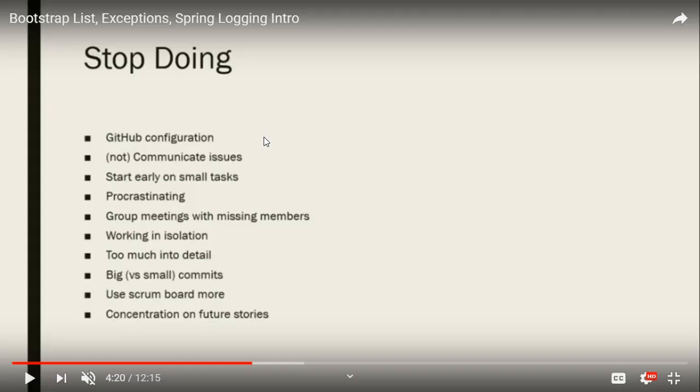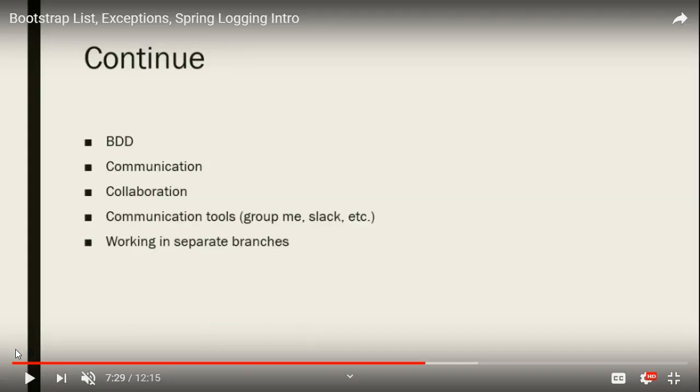Stop doing big commits versus small commits. Stop using the Scrum board more. Again, I think that would be a start doing. I think that was probably in the wrong column. And then stop concentrating on future stories. Focus more on current. This is from a previous semester, but this is a common theme, something that I saw in many semesters. And what do we want to continue?